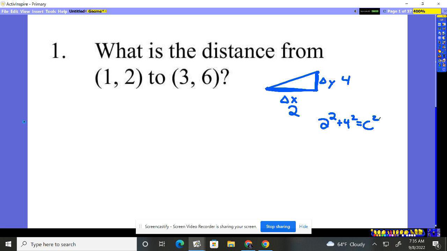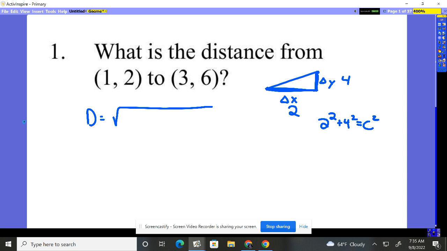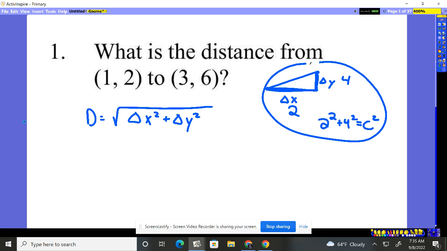Now, if we remember the distance formula, some people just like to remember the distance formula, which is simply: distance is equal to the square root of the change in our x's squared plus the change in our y's squared. Well, that's what you and I just did over here. The change in our x's was 2, so we're going to do 2 squared. The change in our y's was 4, because 6 minus 2 has a difference of 4.